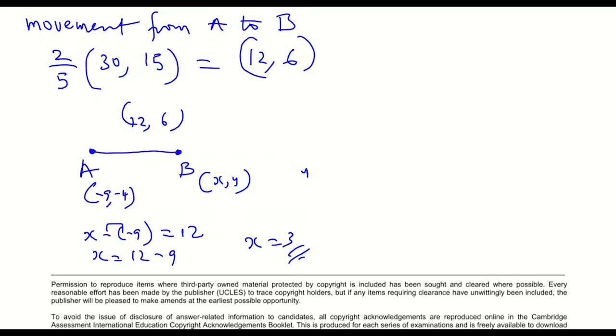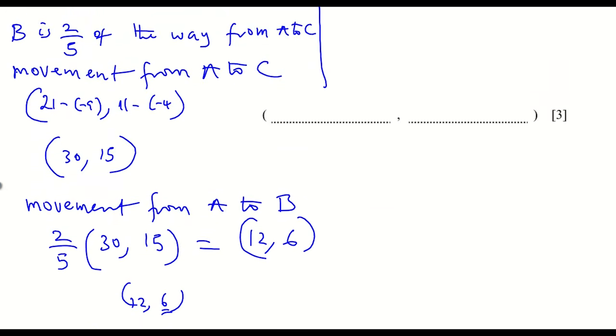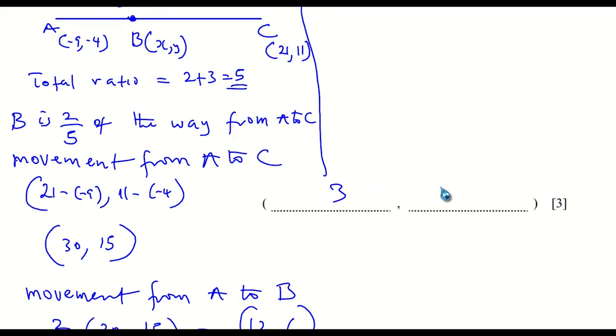Now the same thing for y: y minus negative 4 equals 6. This and this become plus, so y equals 6 minus 4. So y equals 2. So x equals 3 and y equals 2, and we put 3, 2. So that is one way of doing it without using any formula.